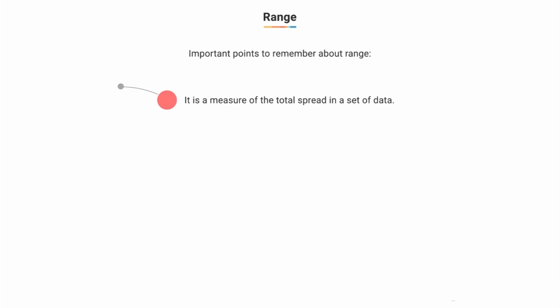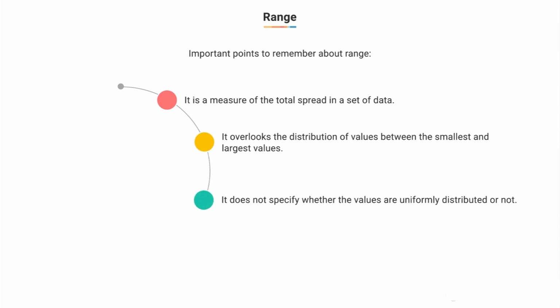The range measures the total spread in the set of data. However, the range does not take into account how the values are distributed between the smallest and largest values. In other words, the range does not indicate whether the values are evenly distributed, clustered near the middle, or clustered near one or both extremes. Thus, using the range as a measure of variation when at least one value is an extreme value is misleading.